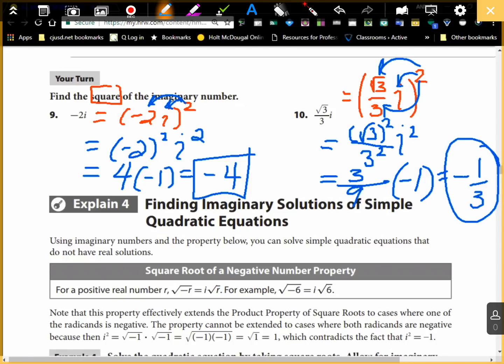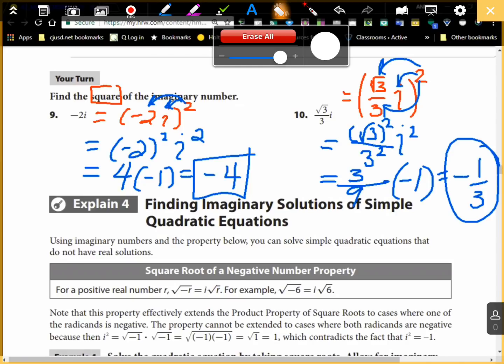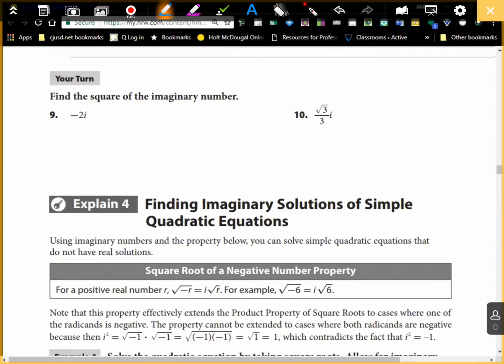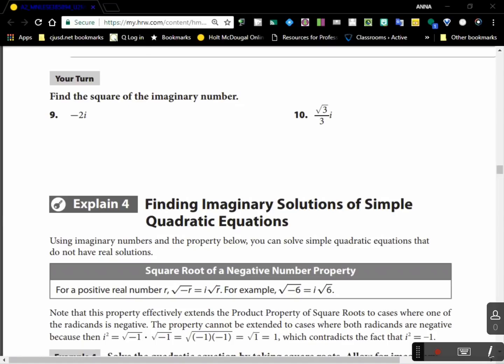All right. So let's look at finding imaginary solutions to quadratics. Okay, we're going to find imaginary solutions to quadratics. Does anyone still need that up there? So we're going to go to example B.